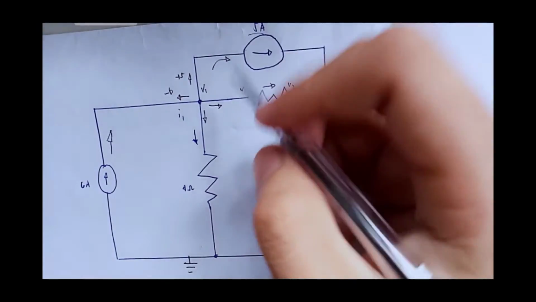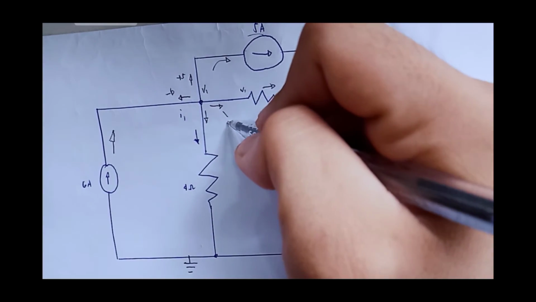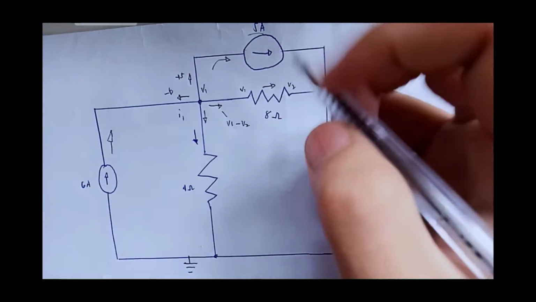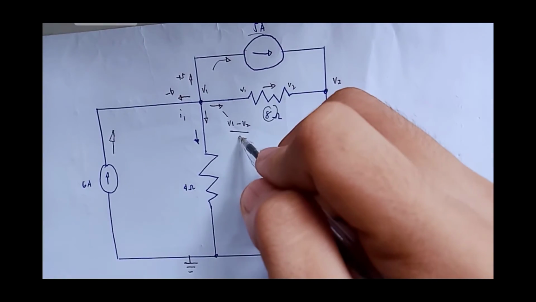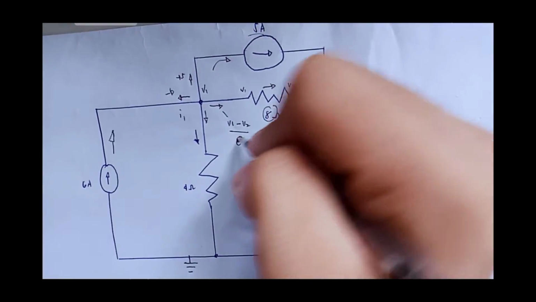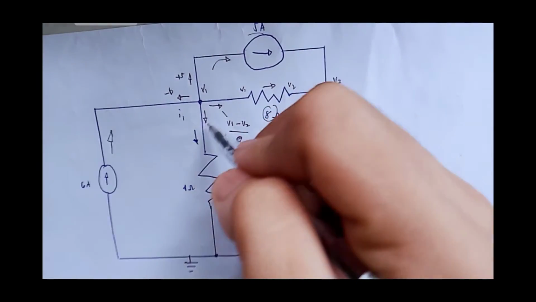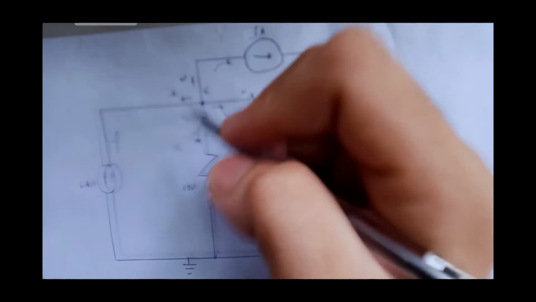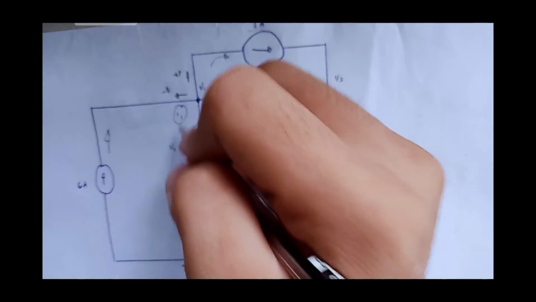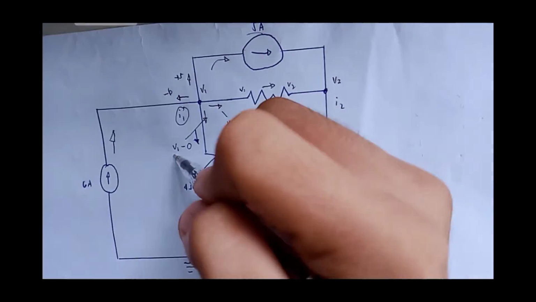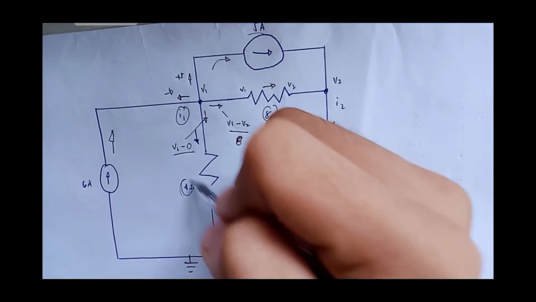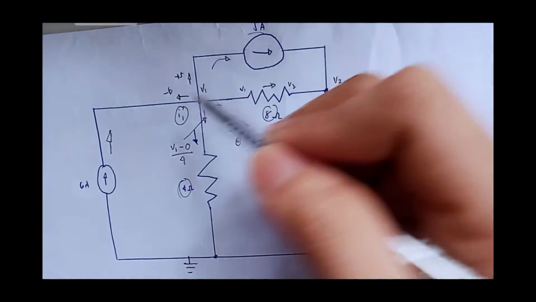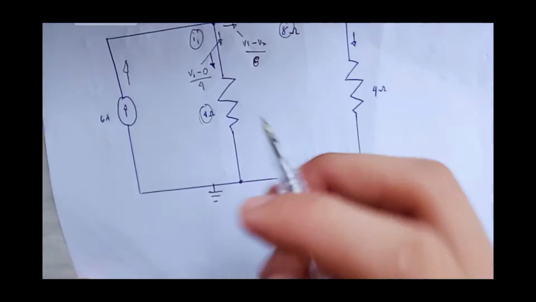So it is V1 minus V2 over the resistor 8. The current exiting here is V1 minus 0, the ground, so it is 0, and the resistor is 4. So let's find the equation.